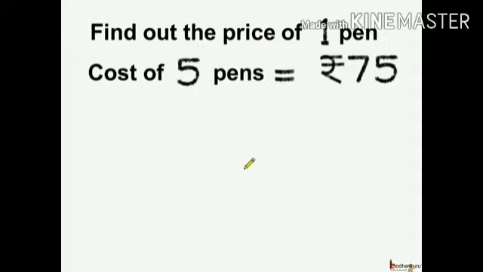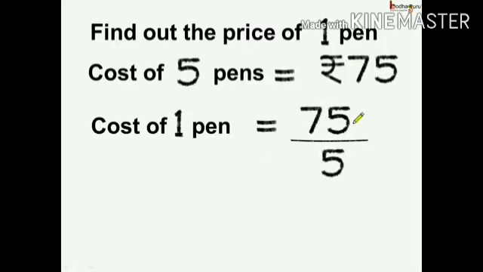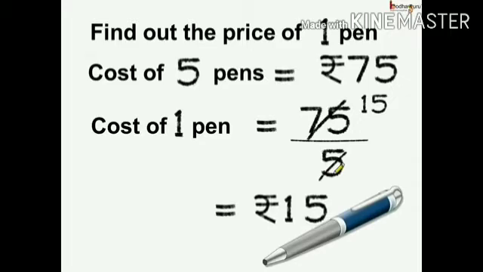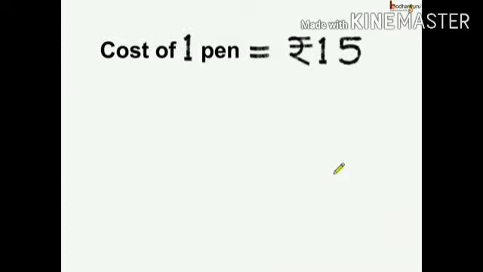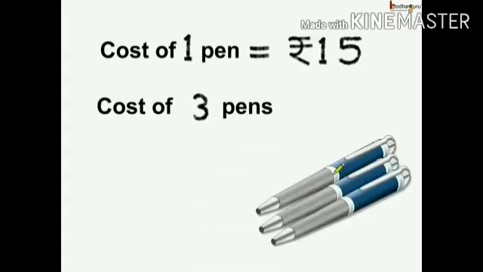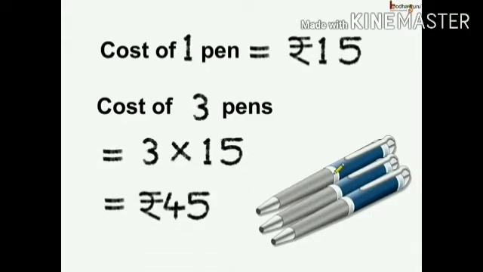Then the cost of 5 pens equals rupees 75. Now what is the cost of 1 pen? 1 pen equals 75 divided by 5. So the cost of 1 pen equals rupees 15. Now we know the cost of 1 pen equals rupees 15. Now what is the cost of 3 pens? It should be 3 times 15. 3 into 15. The answer is rupees 45.